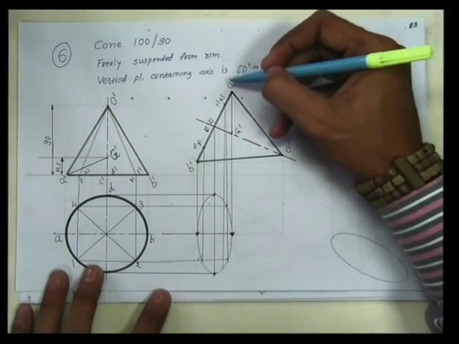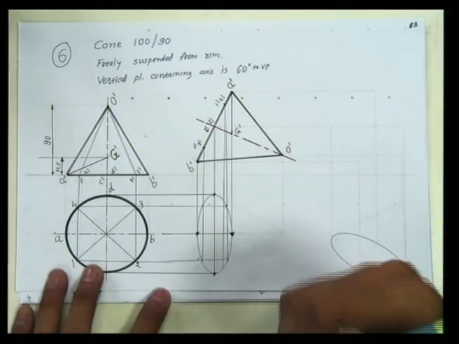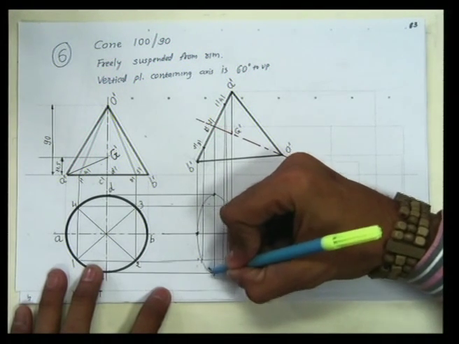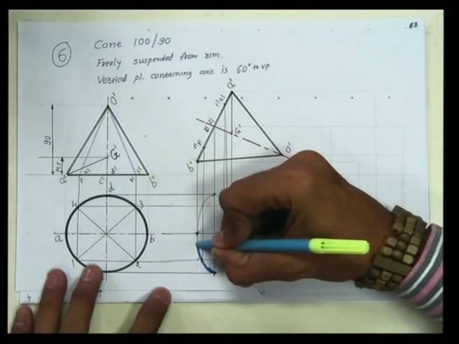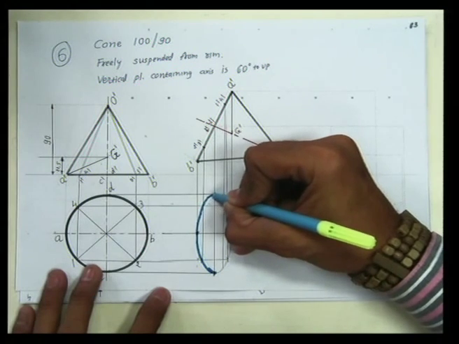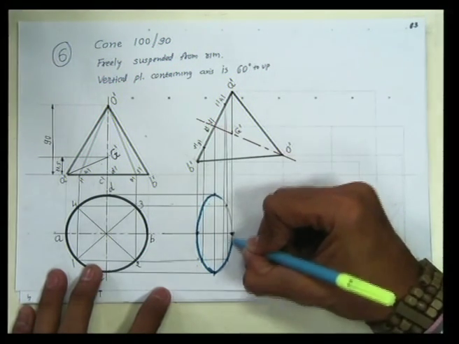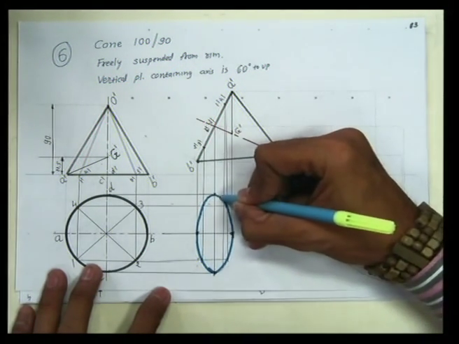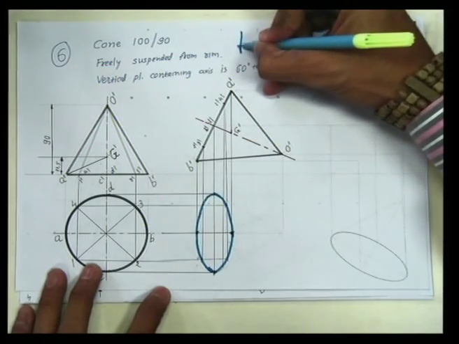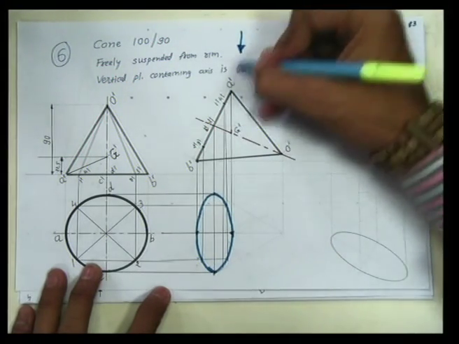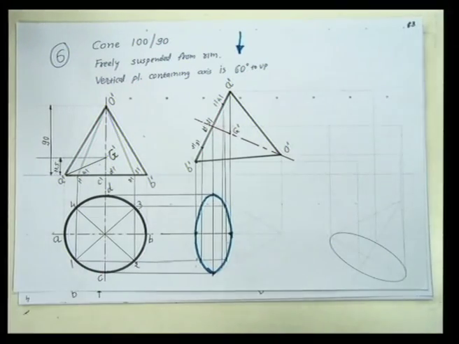For that, if we are looking from top, this will be fully visible. So join all these points such that all these points are fully visible to us, because if we are looking from top, if we look from here, this circular base would be visible. So join them with the full line.